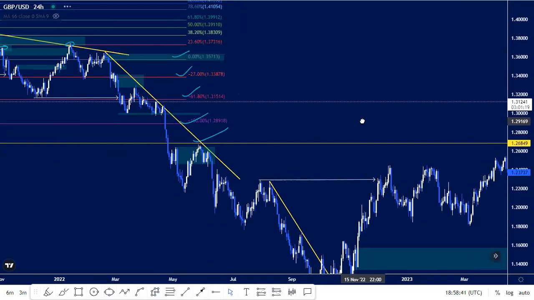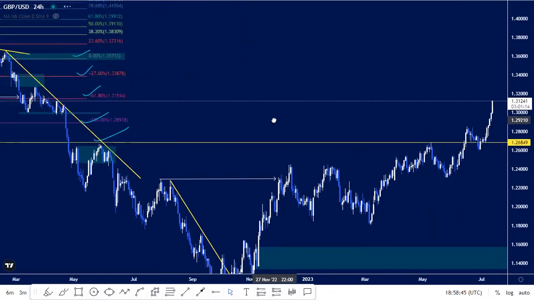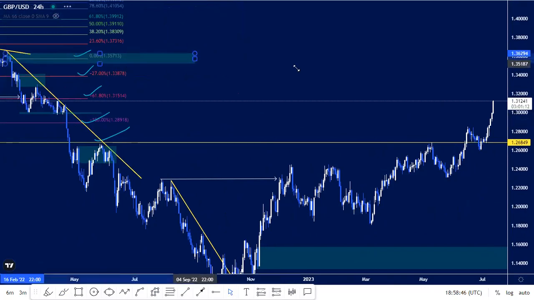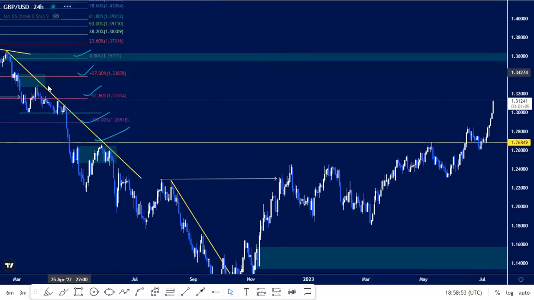Now, looking to the left is always your guardian. If you look to the left, we have certain zones that are to the left. This is a major zone to the left, far left there, major zone there. This one wasn't retested.